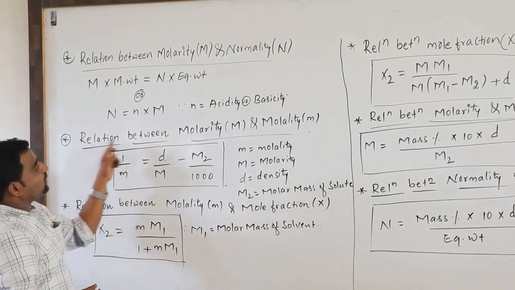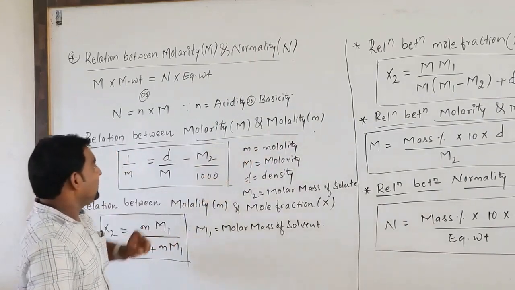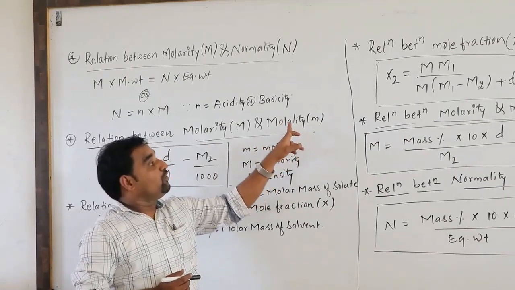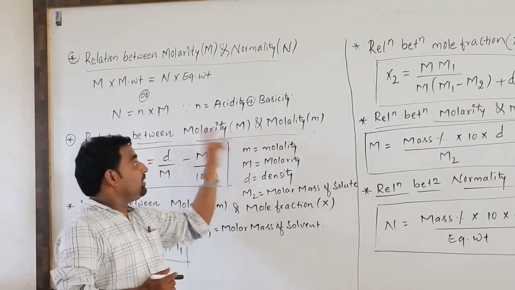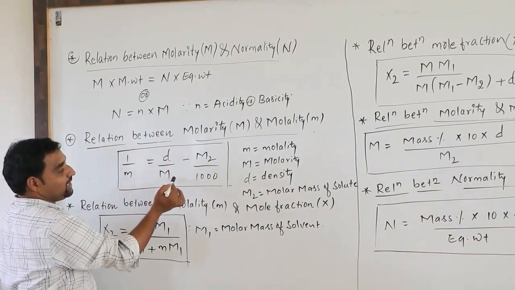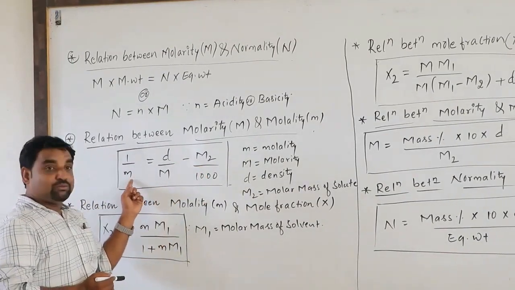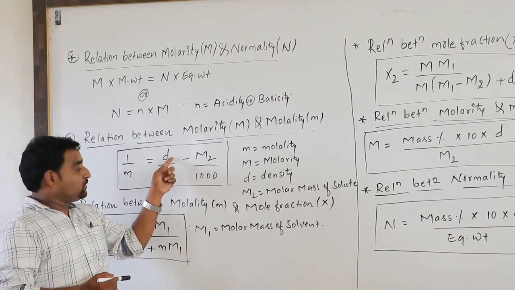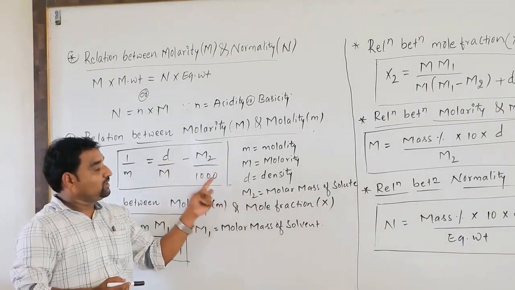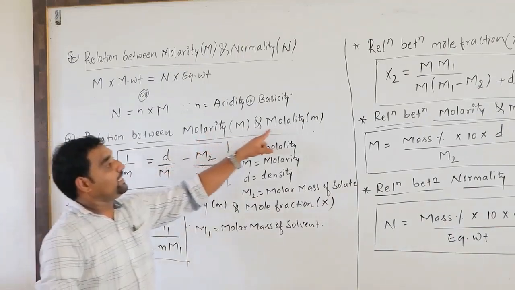One more is the relation between molarity and molality, a very important formula to calculate the molarity of the solution, if they give the molality, or the molality if they give the molarity. In such cases, 1 divided by m is equal to d divided by M minus M2 divided by 1000. Here small m means molality, d means the density of the solution, M means molarity, and M2 means the molar mass of the solute, divided by 1000. So this is the formula between molarity and molality.